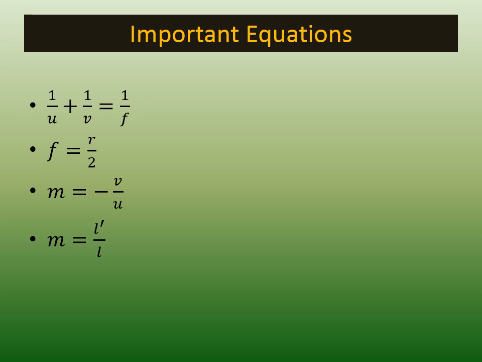First equation, m is equal to minus v by u, which is for the distance of the image and the object, and you have to use the next one, which is m is equal to l prime by l. This is very important for determining the length of the object or length of the image.